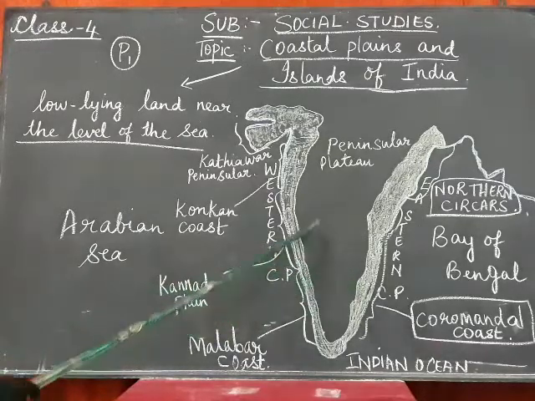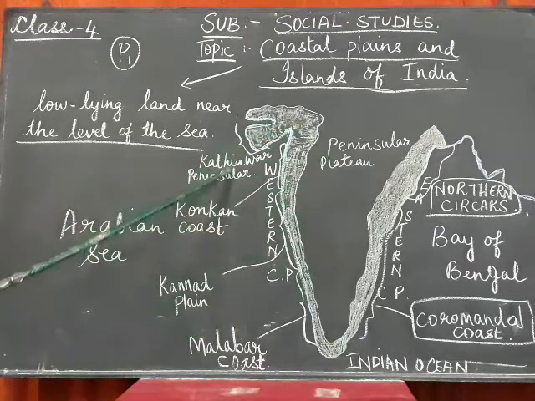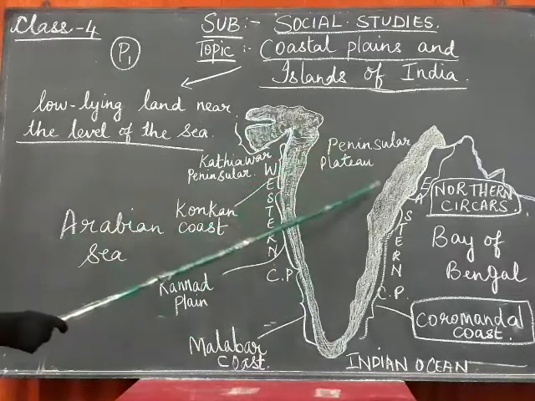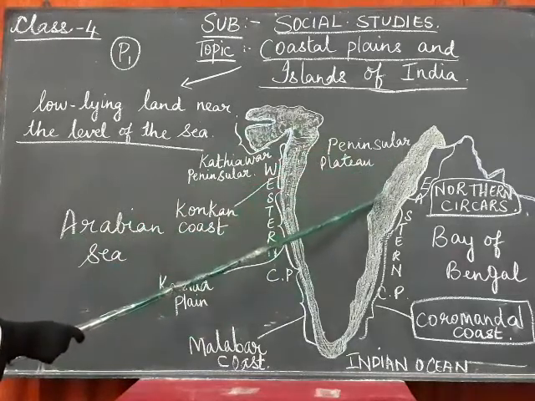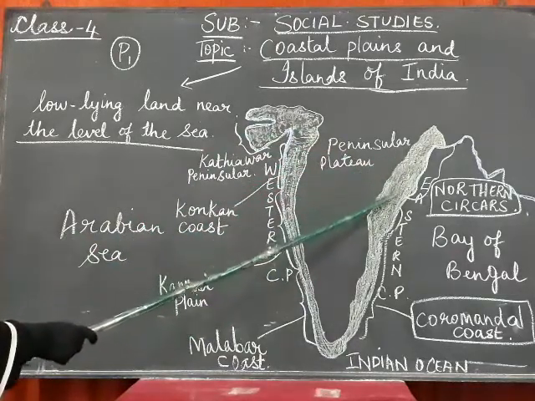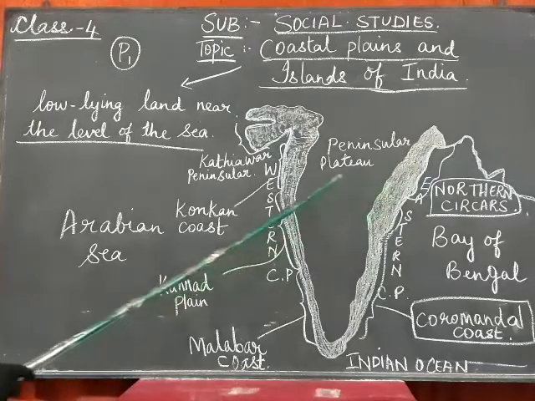And in summer in the western coastal plain we have a lot of rainfall, but in the eastern coastal plain we have rainfall in the winter as well.